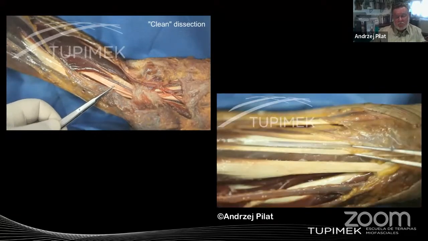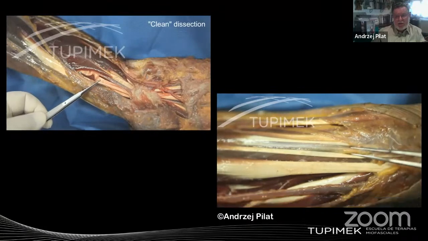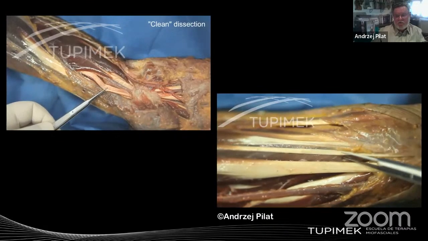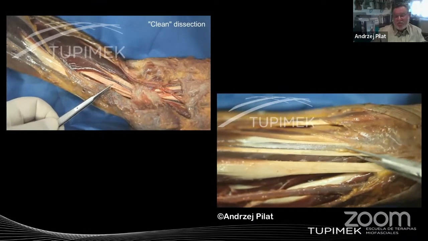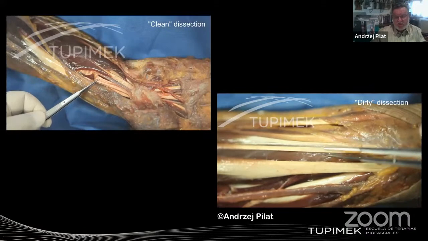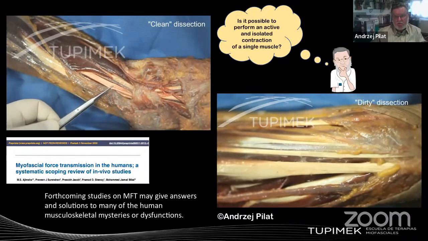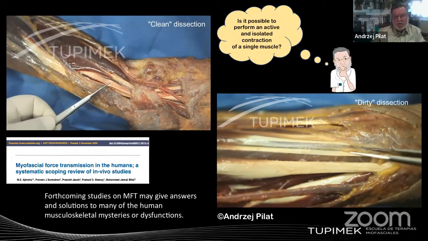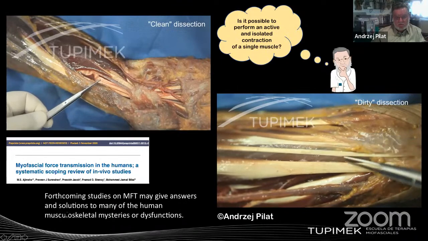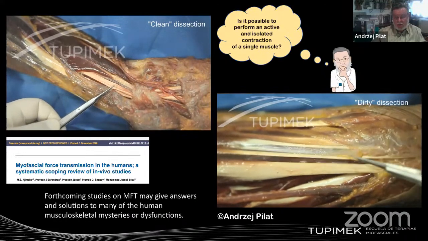But if you look now at the second picture, the fascia is present here. Observe the fascia between the tendons, between the muscle and the tendons, and between the tendons and the neural tract or vessels. This anatomy is called a dirty dissection, because the fascia is present. So my question is: is it possible to perform an active and isolated contraction of a single muscle? Forthcoming studies from myofascial therapy may give answers and solutions to many of the human musculoskeletal mysteries or dysfunctions. So we can go forward.